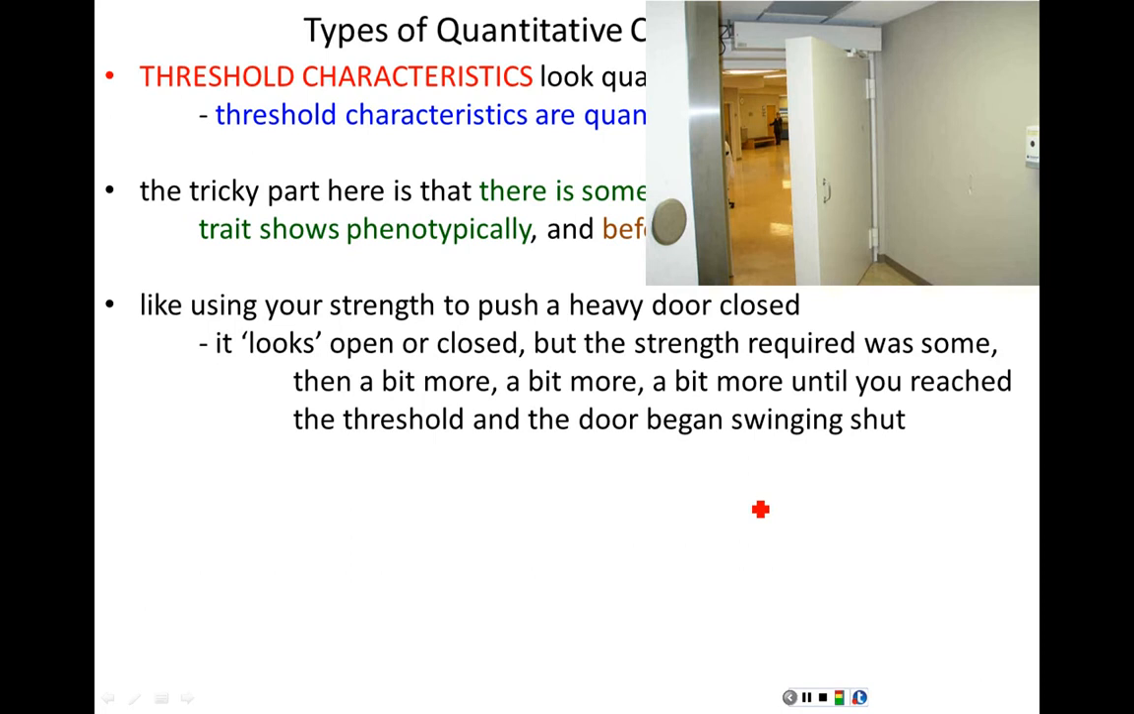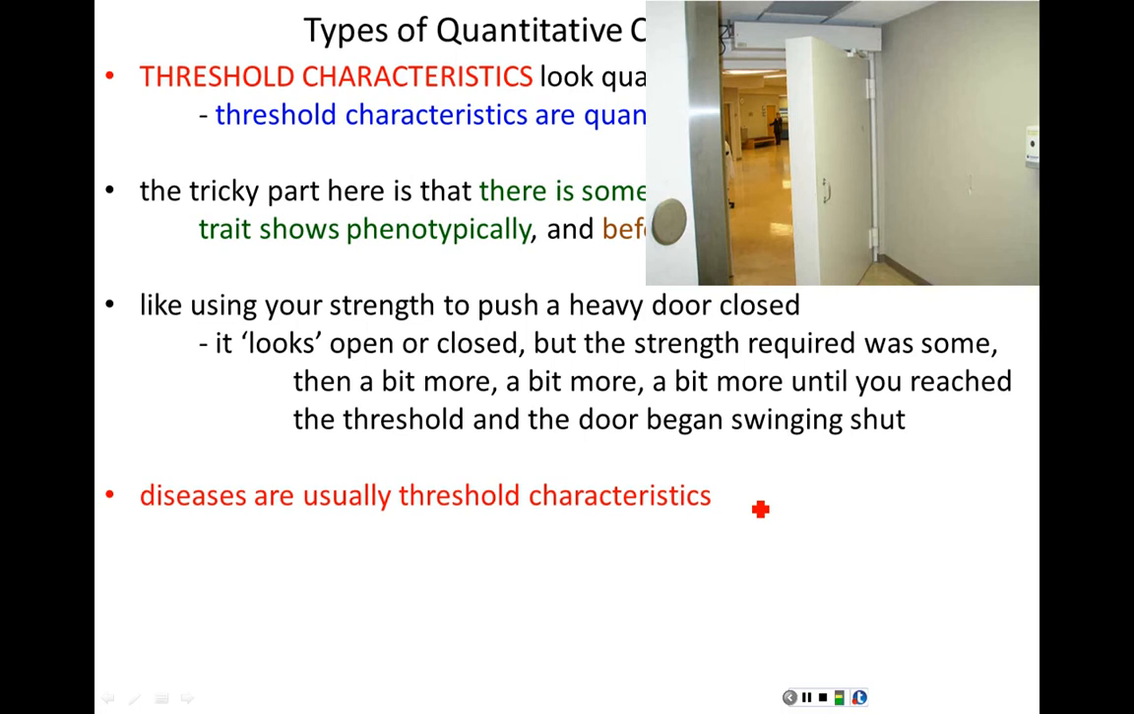And it looks to me like you walked up to the door, nothing happened for a while, the door stayed open, and then you shut the door. Two states, discontinuous, qualitative. But what you know is that there was a threshold of strength that you reached. You pushed, nothing happened, you kept pushing harder and harder, and then eventually you pushed hard enough and that door swung shut because you reached the threshold of strength needed to shut that door. This is how threshold characteristics work.